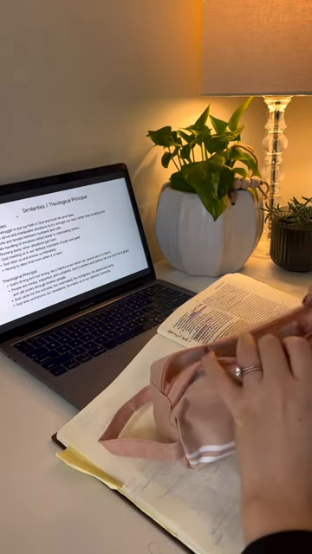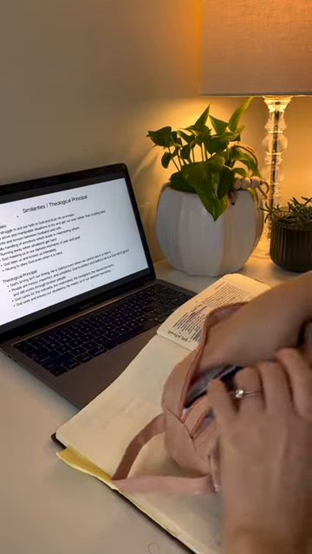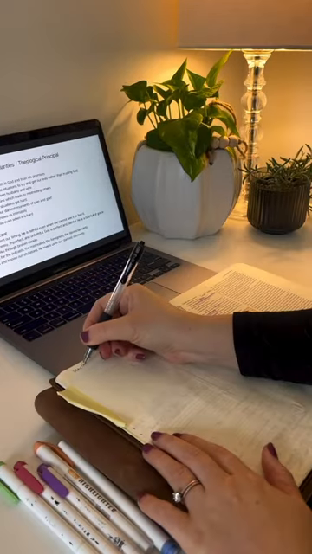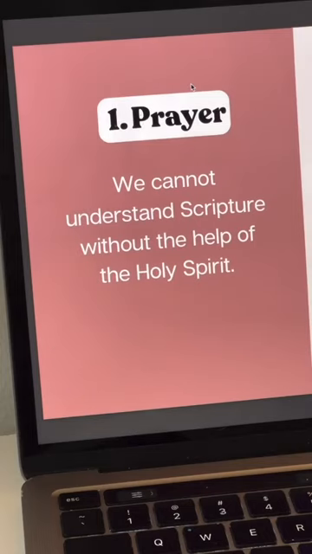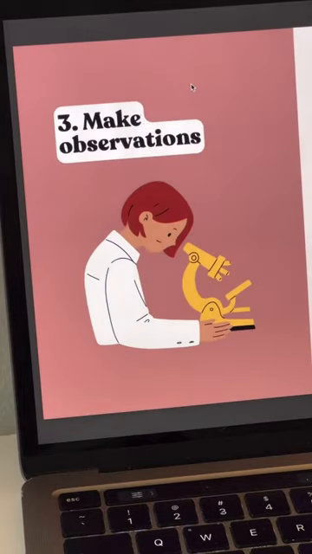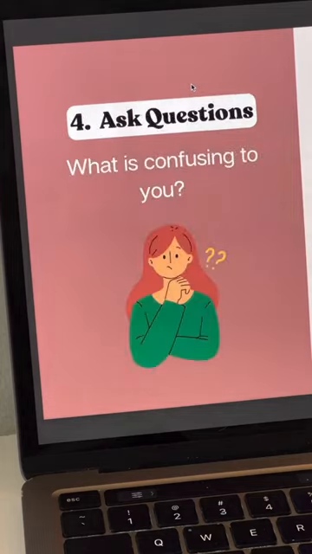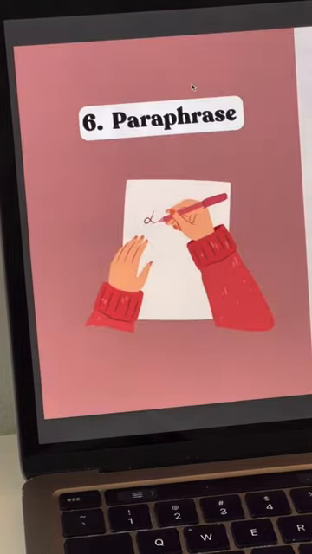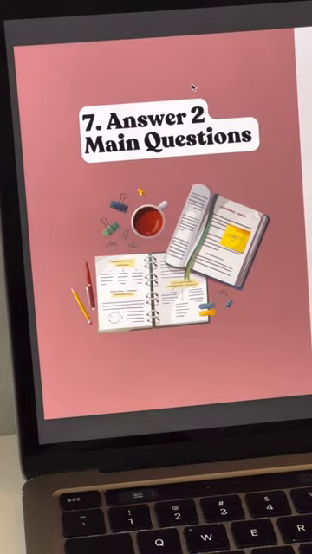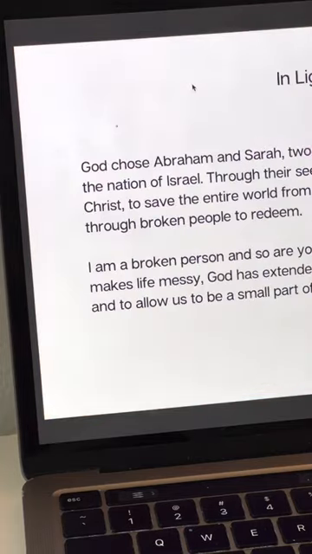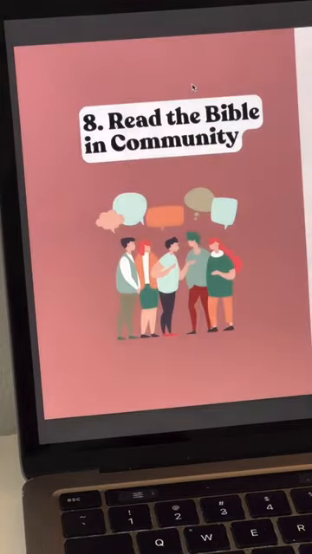Today, we're going to look at 8 steps for interpretation found in the In-Depth Bible Study Academy at Coffee and Bible Time. First, we're always going to come to the Bible and pray and ask God to open our eyes. Second, you read the text slowly and carefully. Third, make observations. Fourth, ask good questions. What was confusing to you? Fifth, use Bible study tools and resources. Sixth, paraphrase the passage. Seventh, answer 2 very important main questions. And eighth, read the Bible in community.